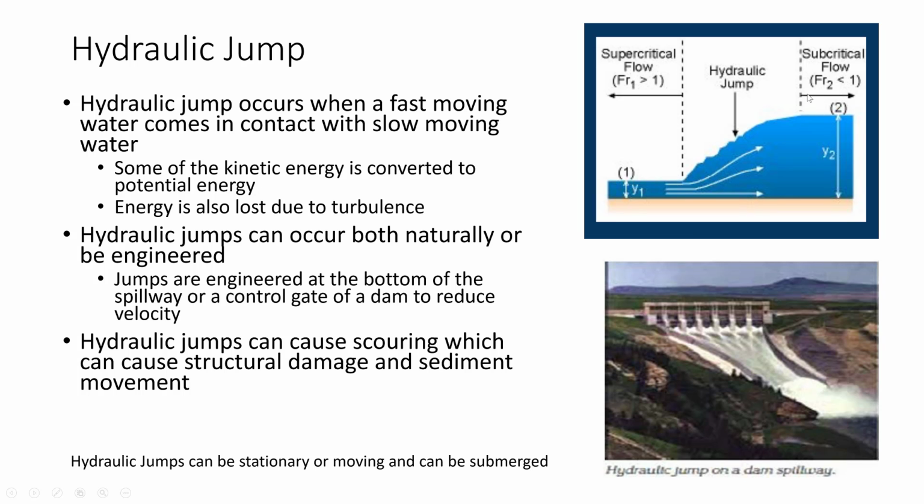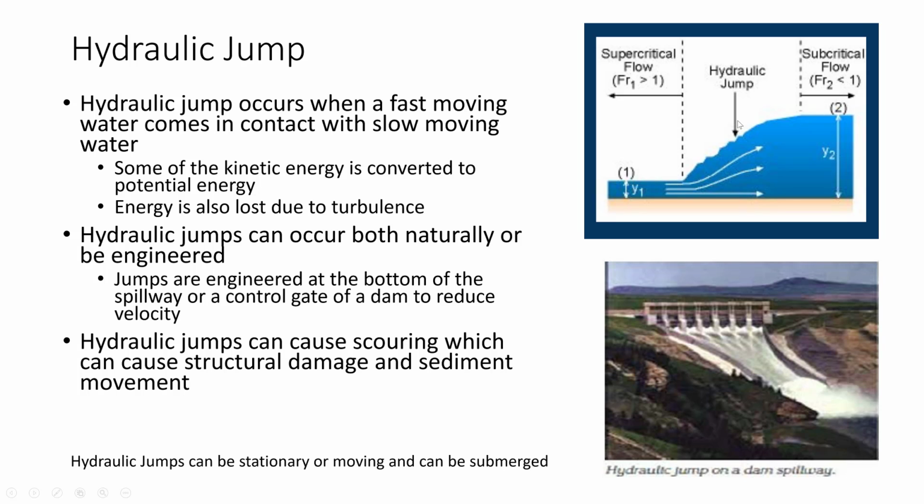And that's coming in contact with flow that's very slow, or subcritical flow, where the Froude number is less than 1. And as this high water with high kinetic energy comes into contact with this low kinetic energy water, some of the kinetic energy is converted into potential energy. And that conversion causes the water to rise, and that's what we call a hydraulic jump.